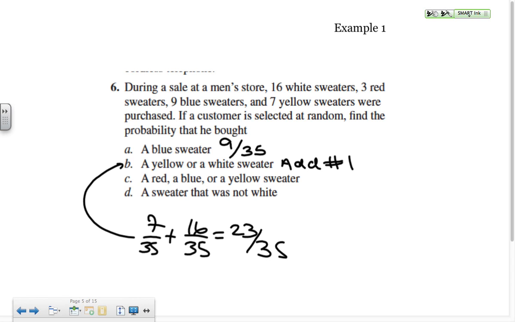Okay, a red, a blue, or a yellow sweater. Again, all mutually exclusive. So this is addition rule number 1 still. Okay, so addition rule number 1.